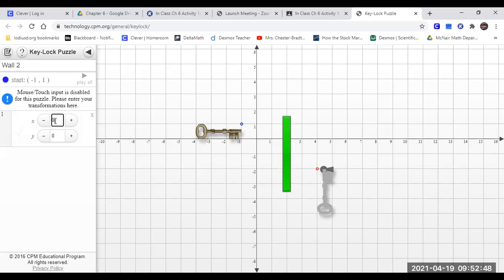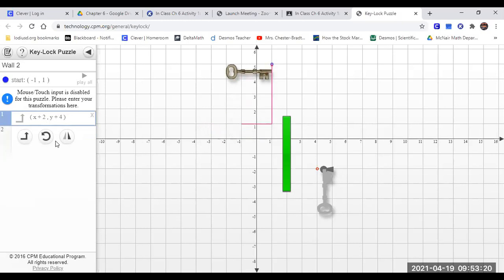So how much over do we think we're going to go? What did we say? We always talk about over before we talk about up. Okay, but we just did over 2 and up 4, and it landed us here, and that's not where we wanted to be.